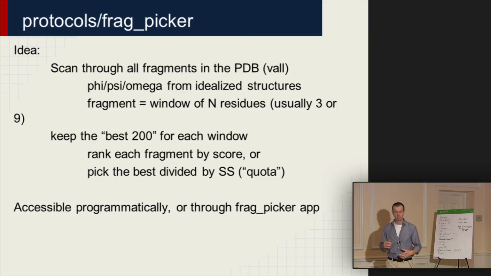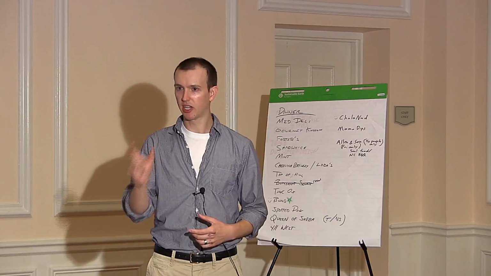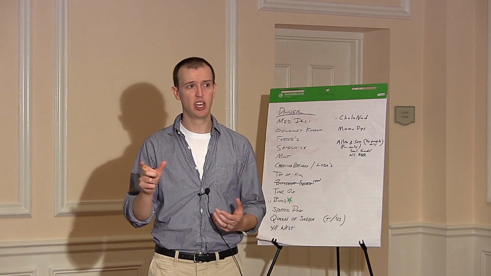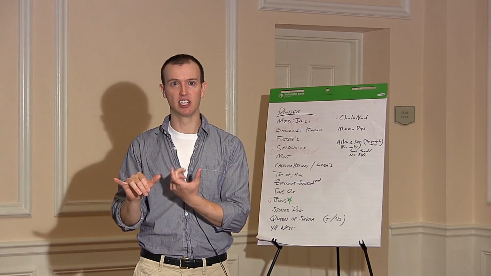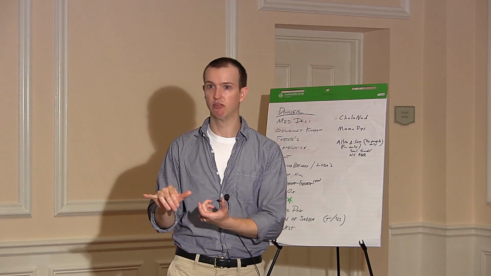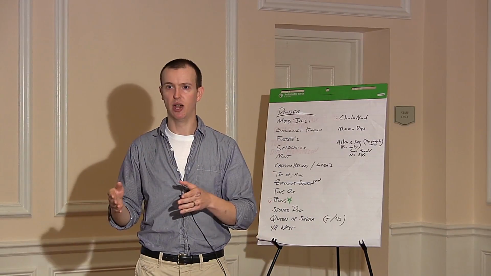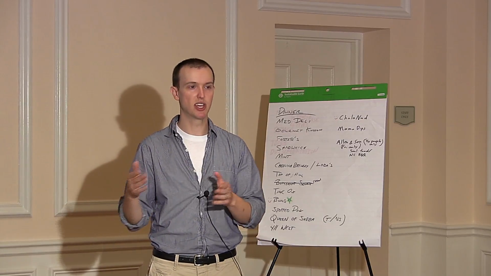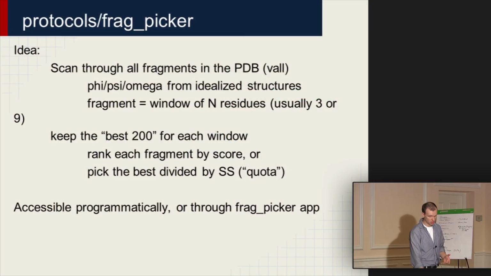You can also have some idea of uncertainty in your secondary structure prediction, and so you can hedge your bets by saying, okay, my secondary structure prediction told me that it was 30% likely that it'd be helix and 70% likely that it'd be sheet. So I want my fragments to respect that and give me 30% helical fragments and 70% sheet fragments. So you divide your fragments into which secondary structure they represent, and then you pick the best within each secondary structure group. This is called the quota routine. And the fragment picker is available either programmatically or through the fragment picker app.